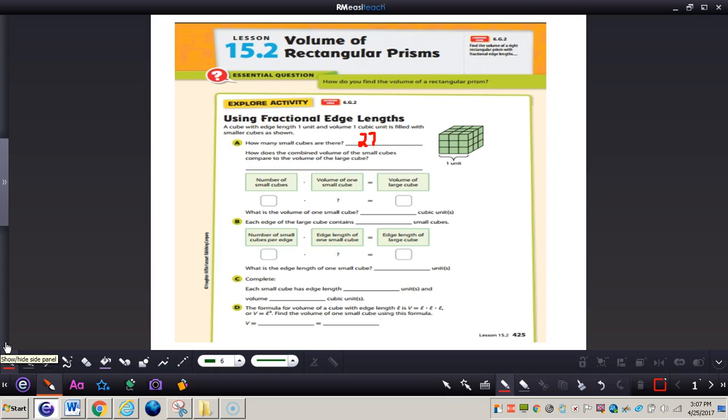Now let's take a look at the question underneath that. It says, how does the combined volume of the small cubes, 27 total, compare to the volume of the large cube, which is 1 unit? And we can see the volumes are equal. So 27 small cubes added together equals the 1 unit. Okay, so we'll write: the volumes are equal.